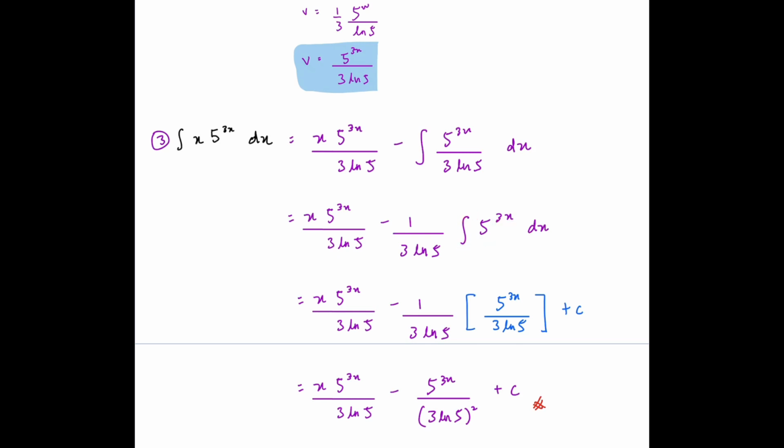So we already did this earlier. So this is your answer if you integrate that. So just cut and paste this answer here: 5 to the power of 3x over 3 ln 5. Don't forget to write plus c here.